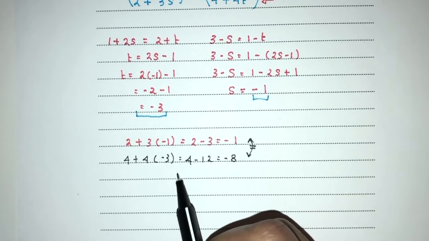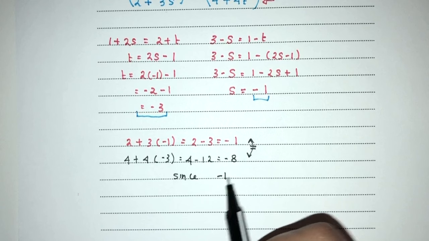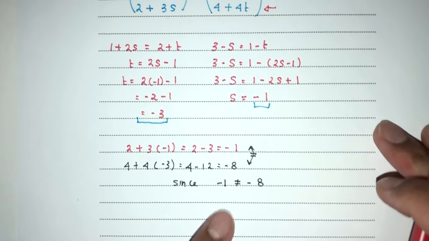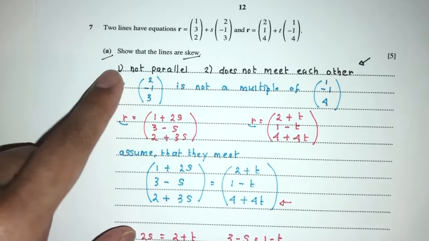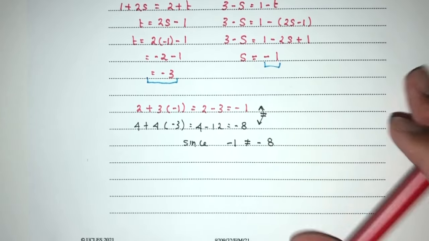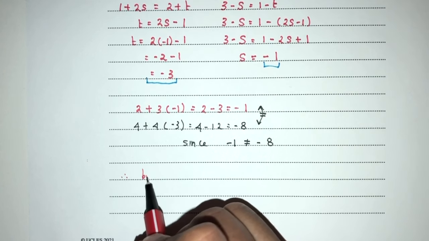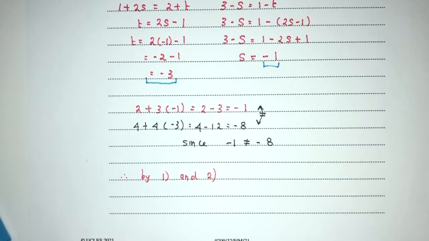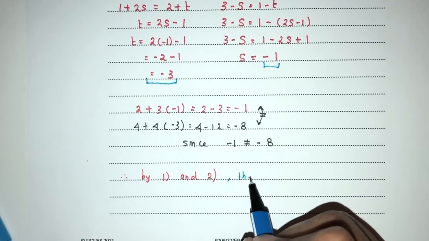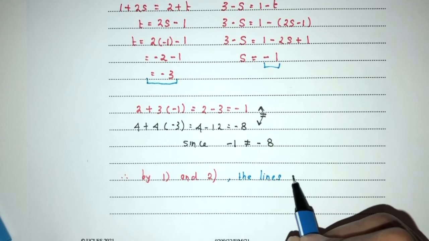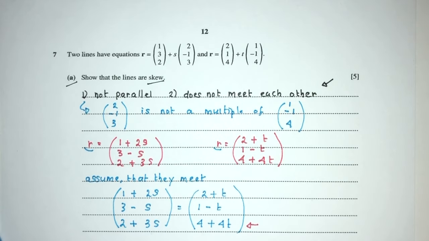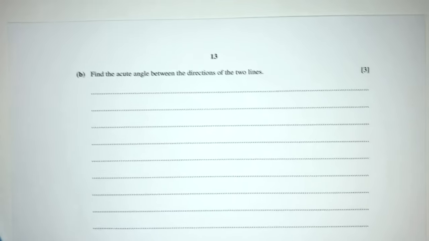So since this is not equal to this, by those two conditions, since you know that this does not meet here, and this is not parallel, we confirm that by 1 and 2, as you have seen above, we confirm the lines are skew. Okay, that will be part A of the question. Now let's solve part B.